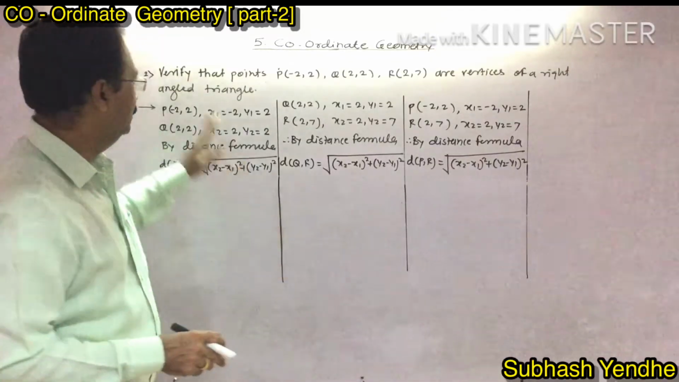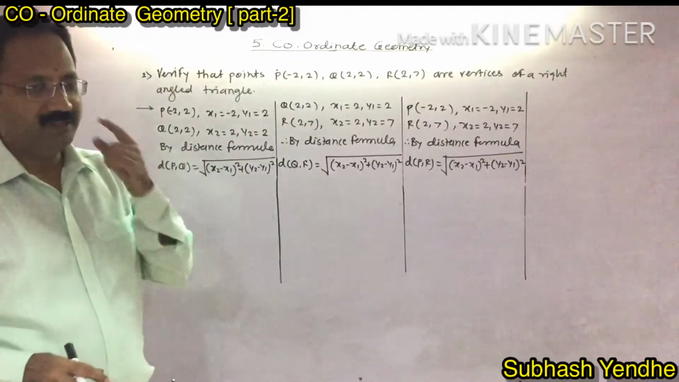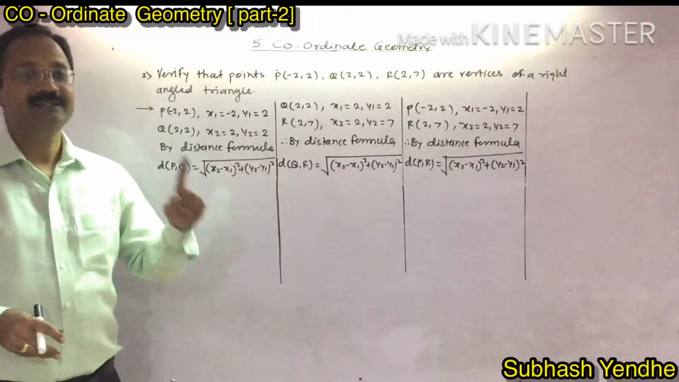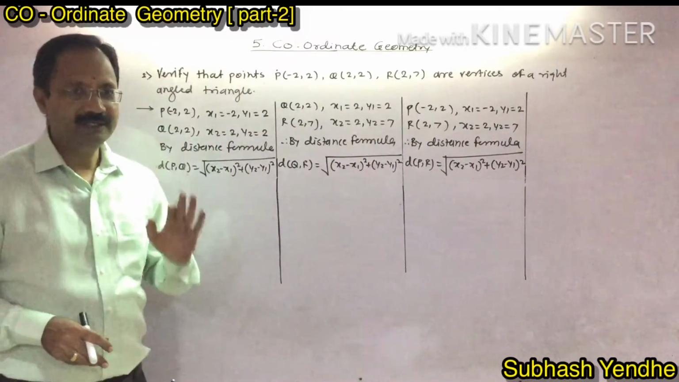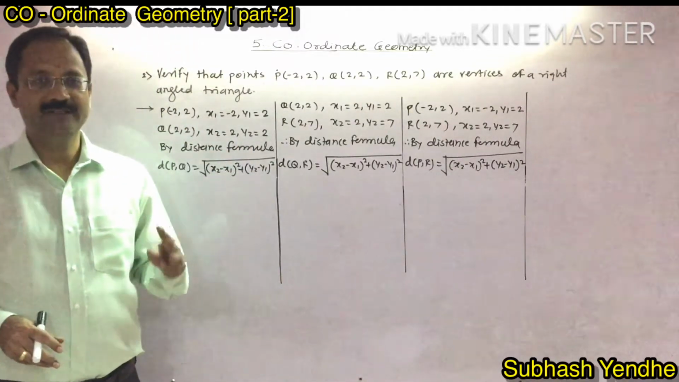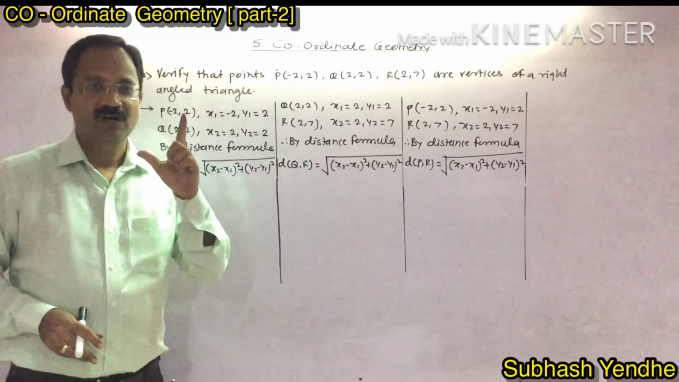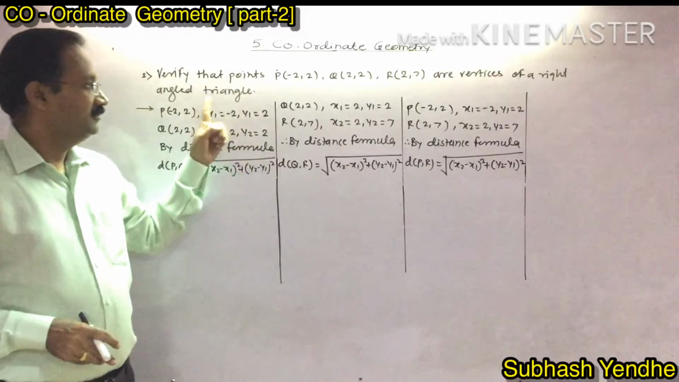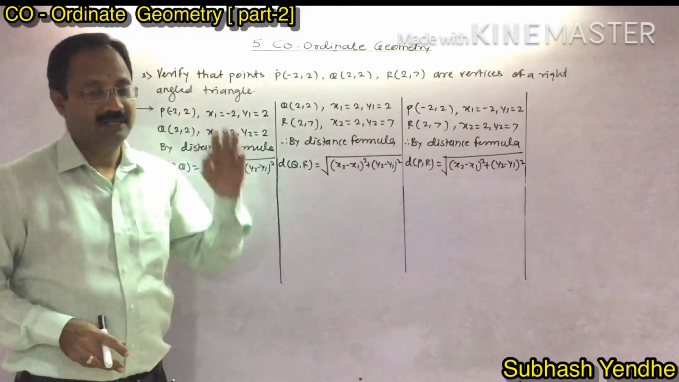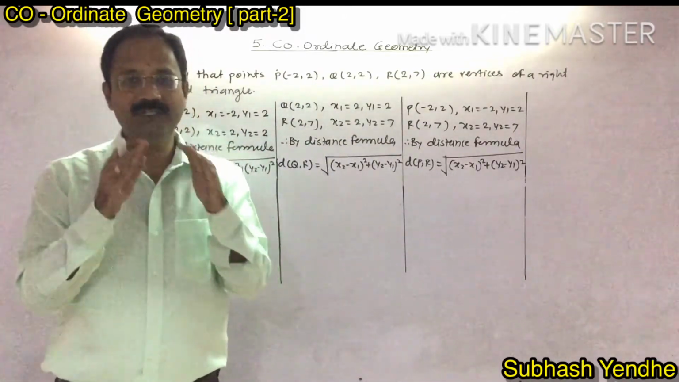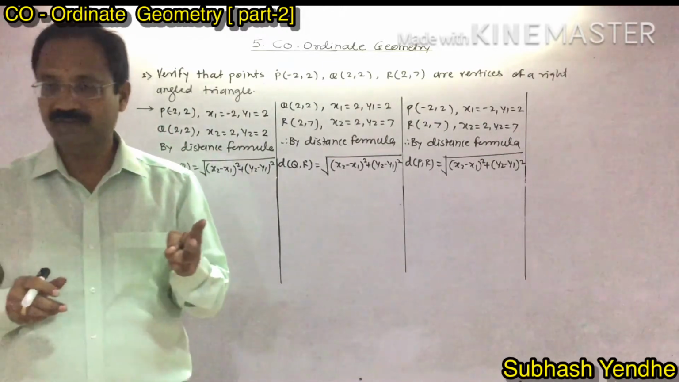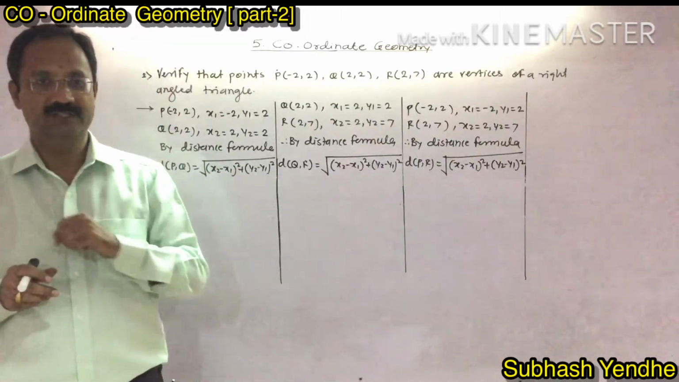Let's start with the second example. In the first example, we have seen the type of quadrilateral. Here we have to see the type of triangle. A triangle has 3 sides. So it means you have to find the 3 distances: the segment PQ, then QR and then PR. Let me tell you here, if all 3 sides are equal, then it is an equilateral triangle. If 2 sides are congruent, then it is an isosceles triangle.